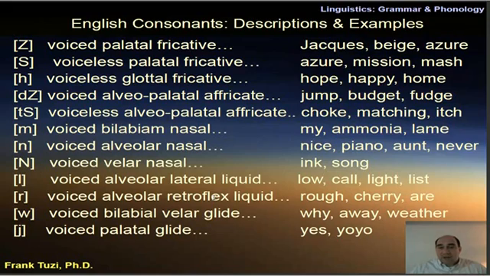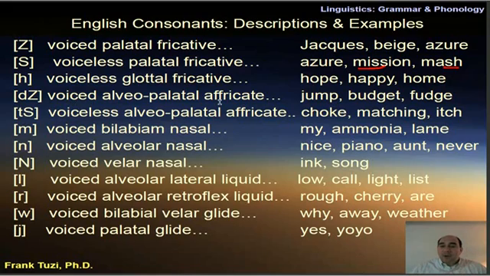I can continue here. Voiced palatal fricative, zh, right? It's voiced. Voiceless would be azure, mission, sh. That's the difference between the mash, right? The sh. A glottal. A voiceless glottal. Hoop. Probably the O there. Hoop. Happy. Home.